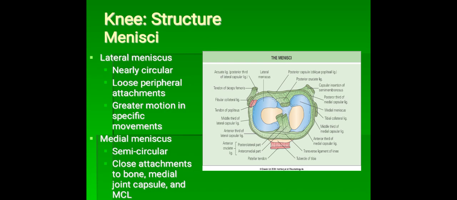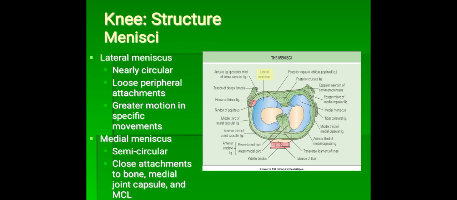The medial meniscus is semicircular, and its posterior and anterior horns are attached to the tibial intercondylar eminence. The periphery of the medial meniscus is closely attached to the medial capsule and deep MCL by coronary ligaments.